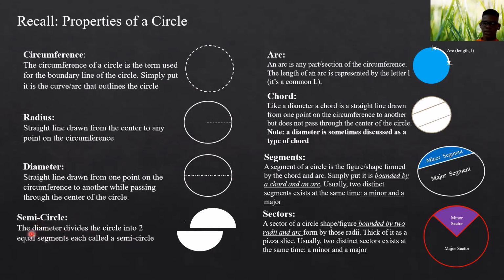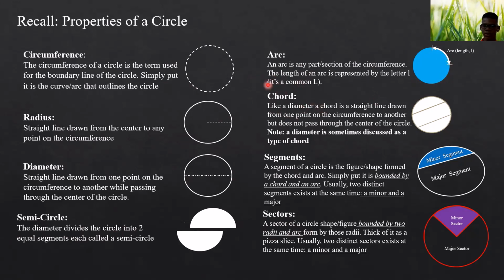Remember the semicircle is just when a diameter is drawn, it splits the circle into 2 semicircles, right? Half and half, 2 equal halves. Next, we have the arc. Remember, the arc is just a portion of the circumference.